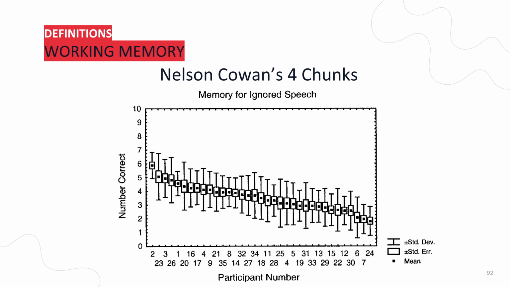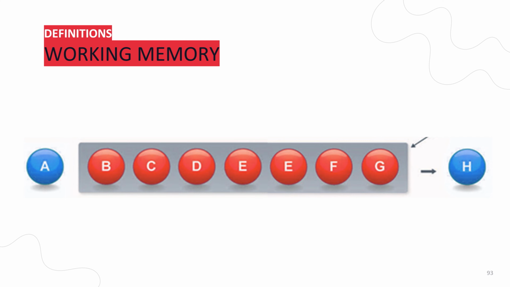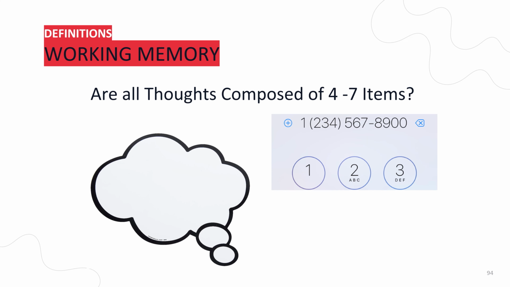Essentially, there are around 4 to 7 things that we can think of at once, regardless of whether these are visual objects in an array or words in a list. These figures could just as easily show the working memory capacity as 3 items, 7 items, or 9 items. Of course, you can imagine it in any way you like.